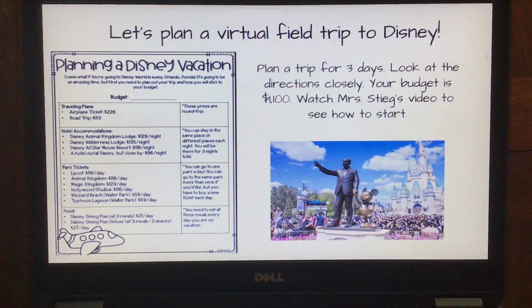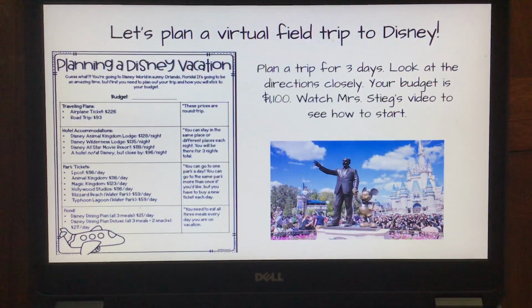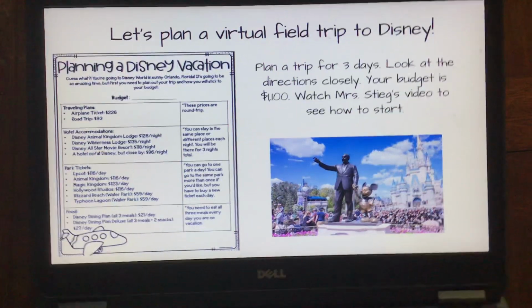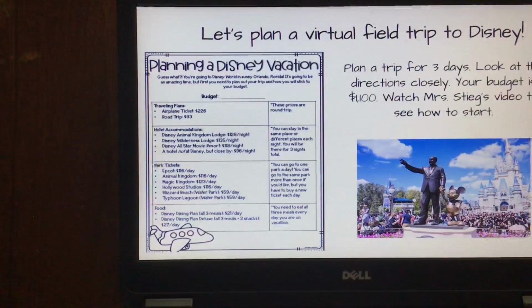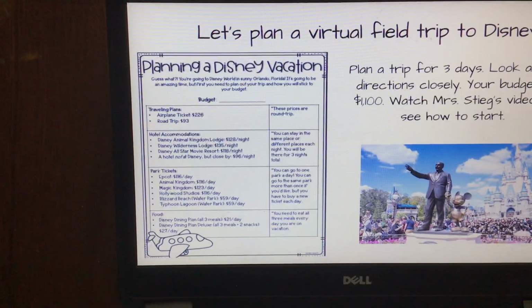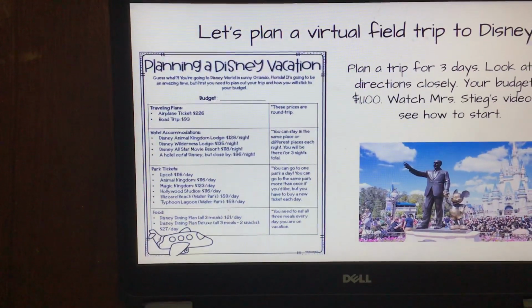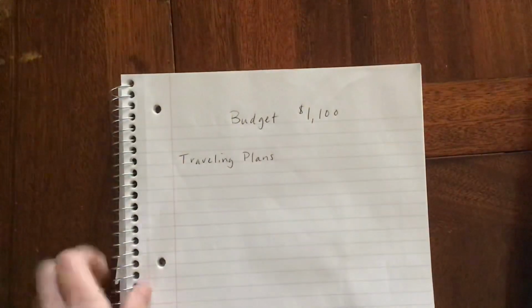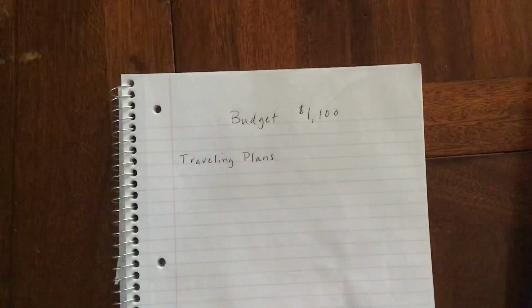So your budget is $1,100. Holy cow, that's quite a bit. Good luck and have fun with this. But let's check it out. So let's see if I can get that focusing a little bit better. All right, so let's start. You're going to need a blank piece of paper, and at the top of your paper you're going to write budget. Your budget is $1,100.